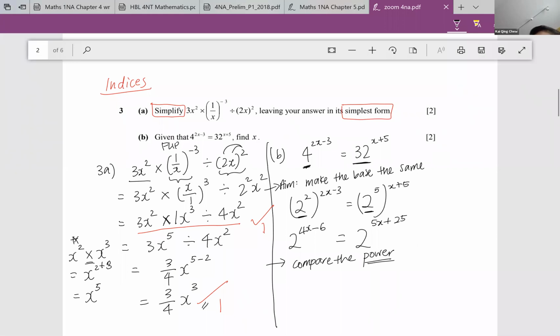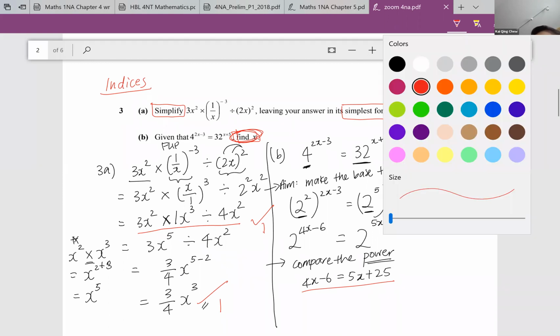That means 4x minus 6 is equal to 5x plus 25. I can ignore the base now. I just compare the power. Okay? If we have forgotten what the question is, which I think many of you are a bit lost already, right? The question asks me to find x. So right here, with this, I can find x.